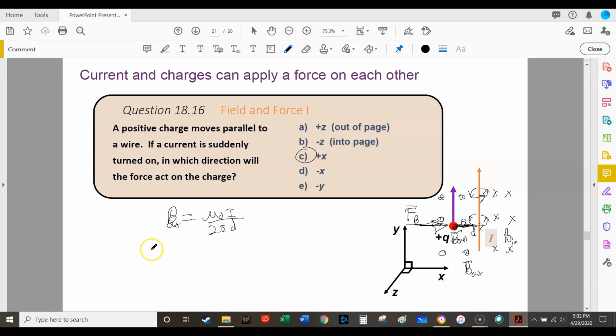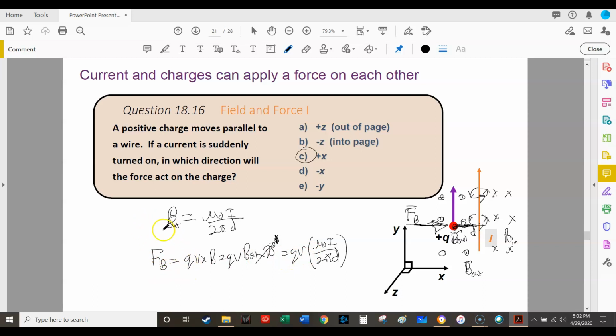Then you apply that QV cross B, which is going to be QVB sine of theta, which is sine of 90 degrees. So that's going to be 1. So this is going to be QV, and that B is going to be the mu naught I over 2 pi d. So that's how you would calculate it too. So that's how you'd quantify the magnetic field.